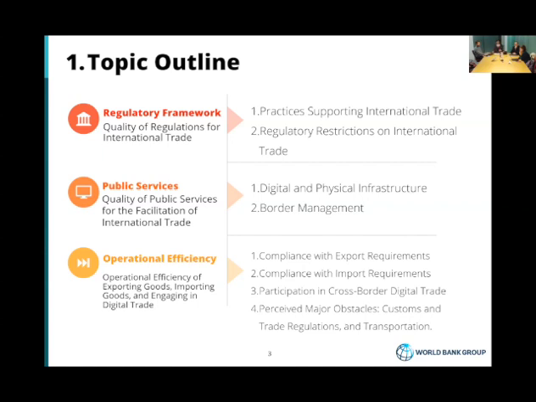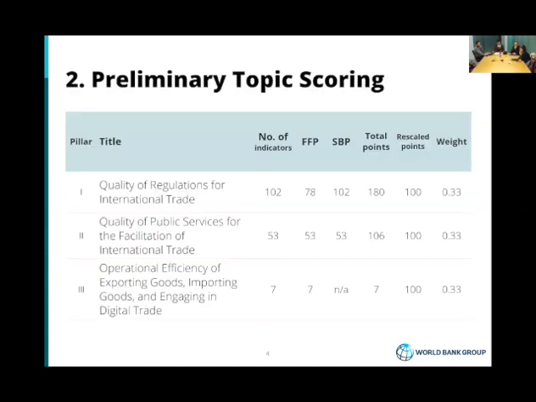And to explain this a bit further, we'll move on to the next slide to understand what the scoring of the topic looks like. For those of you who may be interested in our scoring, I'll give a quick snapshot. Each of these 3 pillars that we referred to in the last slide has an equal weight in the topic score of 33%. As mentioned, pillar 1, which is the one on regulatory framework, includes 102 indicators and has a maximum nominal score of 180 points. These 180 points are then rescored to a range from 0 to 100.